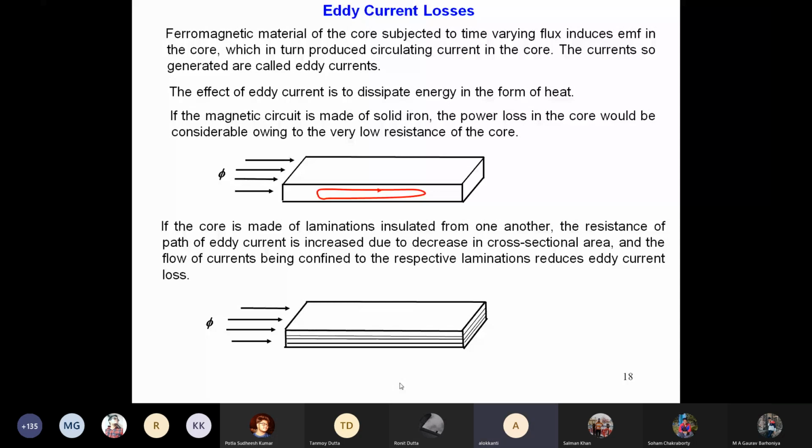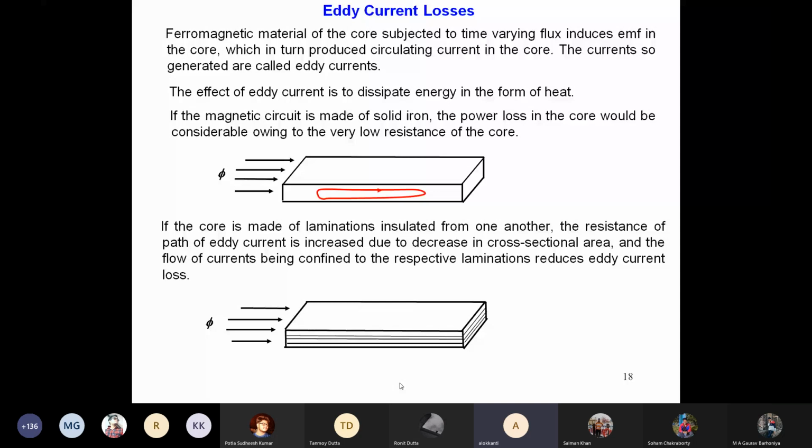Okay, so this is the phenomenon. If there is a changing flux, then eddy currents are generated inside the ferromagnetic material, and this eddy current will lead to I square R loss. If there is I square R loss, there will be heat generation, and it is entirely wastage. If your equipment gets heated, it can have other problems. So then the heat has to be released.